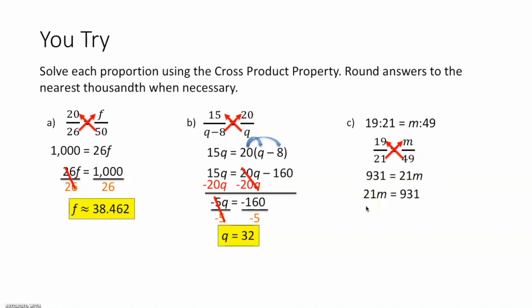Since we move the variables to the left, now we move the constants to the right. So we're going to take this 21, move it over here. How do we do that? Since it's 21 times m, we do the opposite, the inverse. We divide both sides by 21. These cancel out. We get m is equal to approximately 44.333.